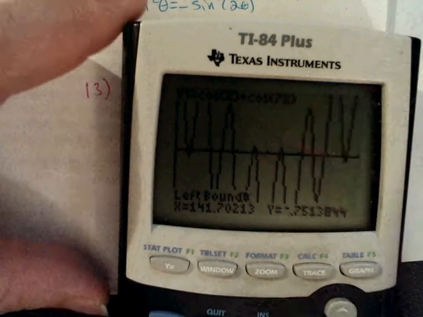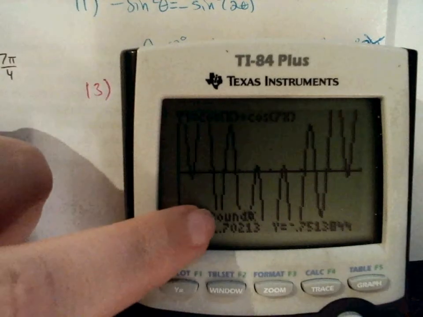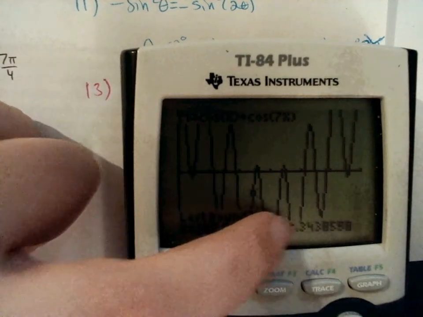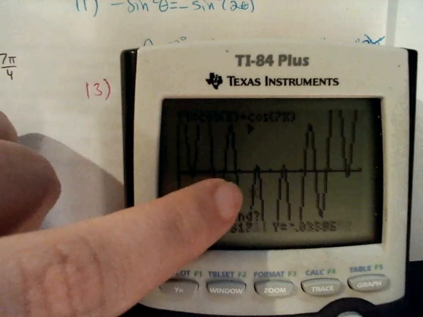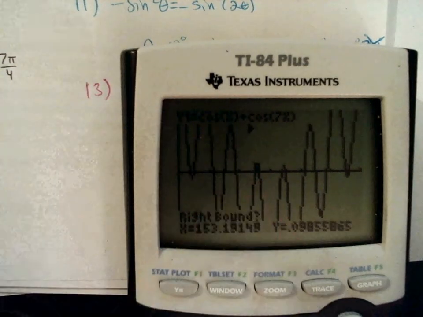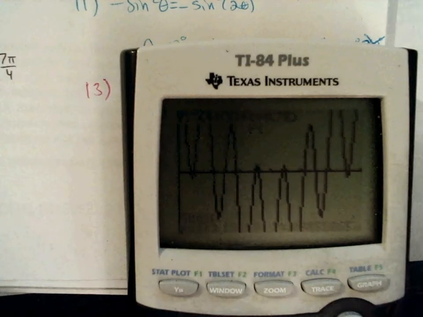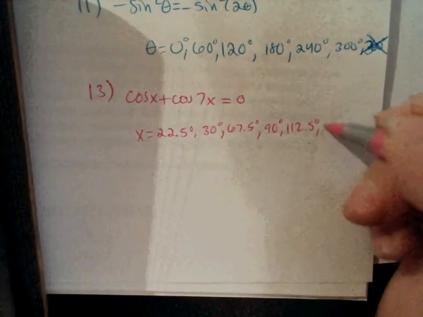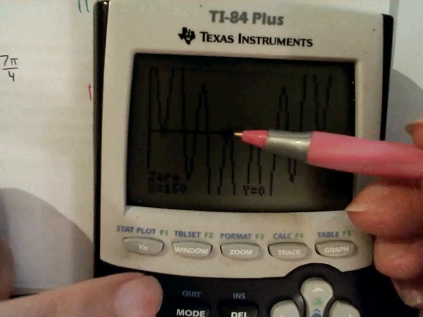And second calculate, I'm going to find the 0. So I need to find this 0 right here. Okay, this one's a little tricky. I am below, because the y is negative right here, so I'm going to press enter. And I am still below, so I'm going to go one more up. And now that the y is positive, I know I'm above it, so I can press enter again, and I get 150 degrees.